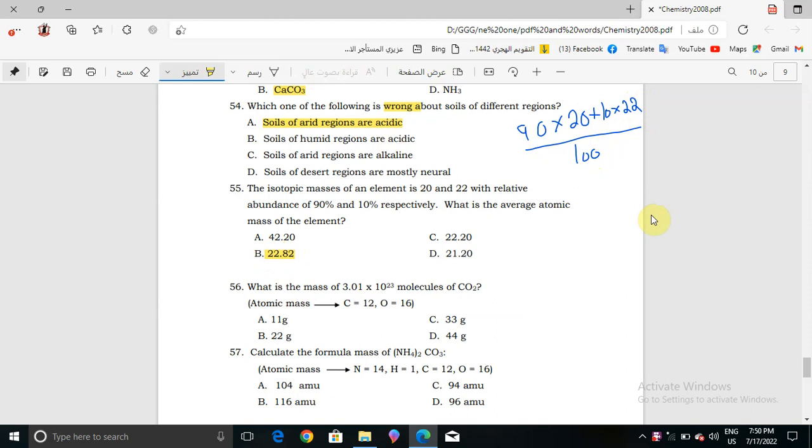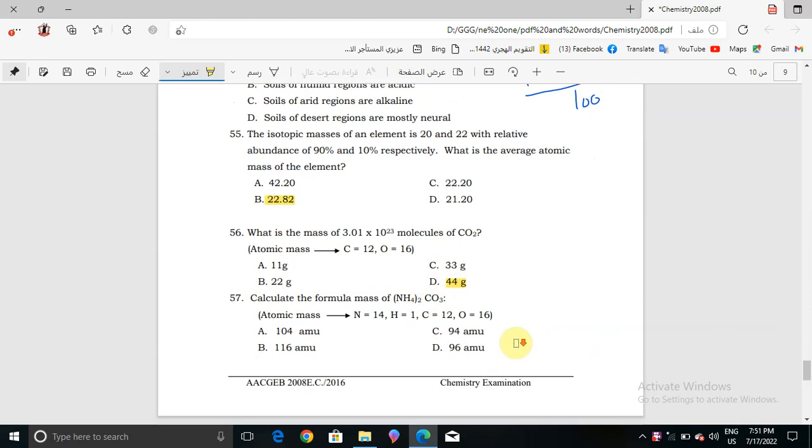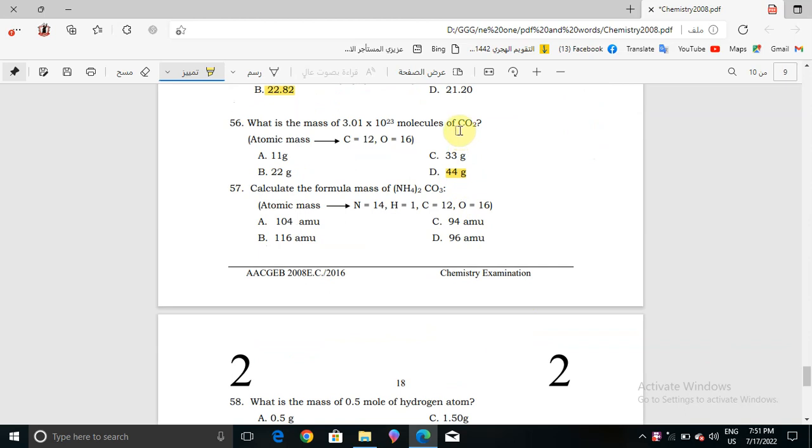Okay, now in question number 56, it says what? What is the mass of 3.01 times 10 to the power of 23 molecules of CO2? After dividing 3.01 times 10 to the power of 23 by 6.022 times 10 to the power of 23, we get the answer, which is 22. No, it will be 44 gram, because here C is 12, O2 means 2 times 16, then 12 plus 32, it will be 44.